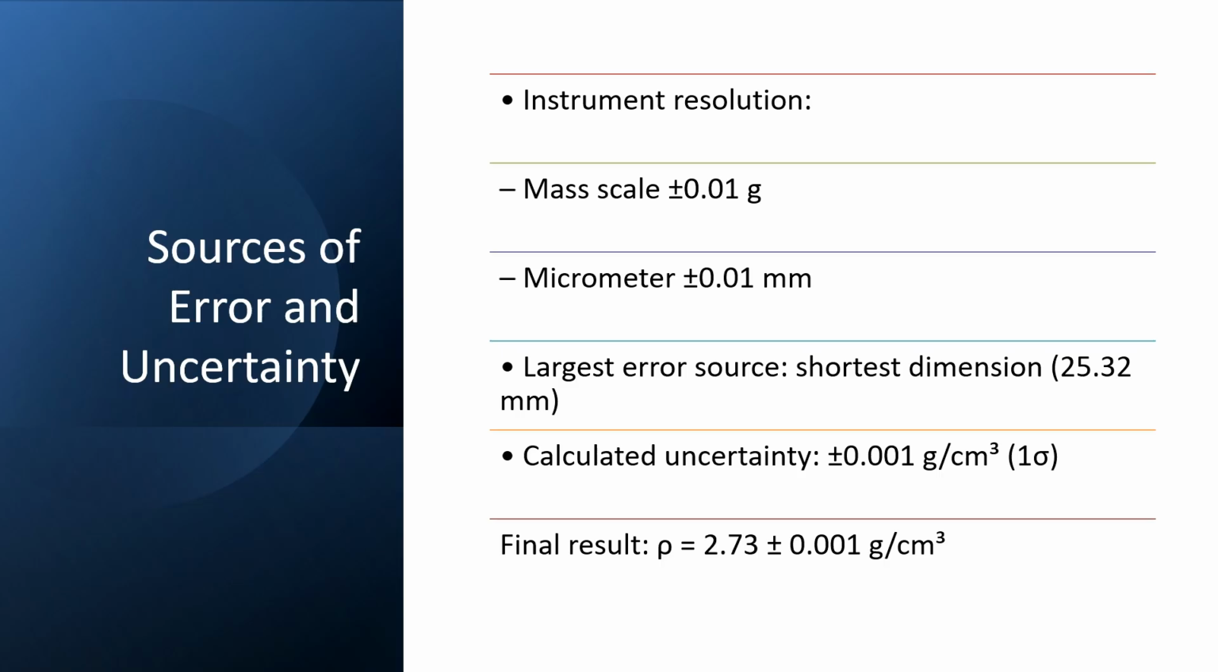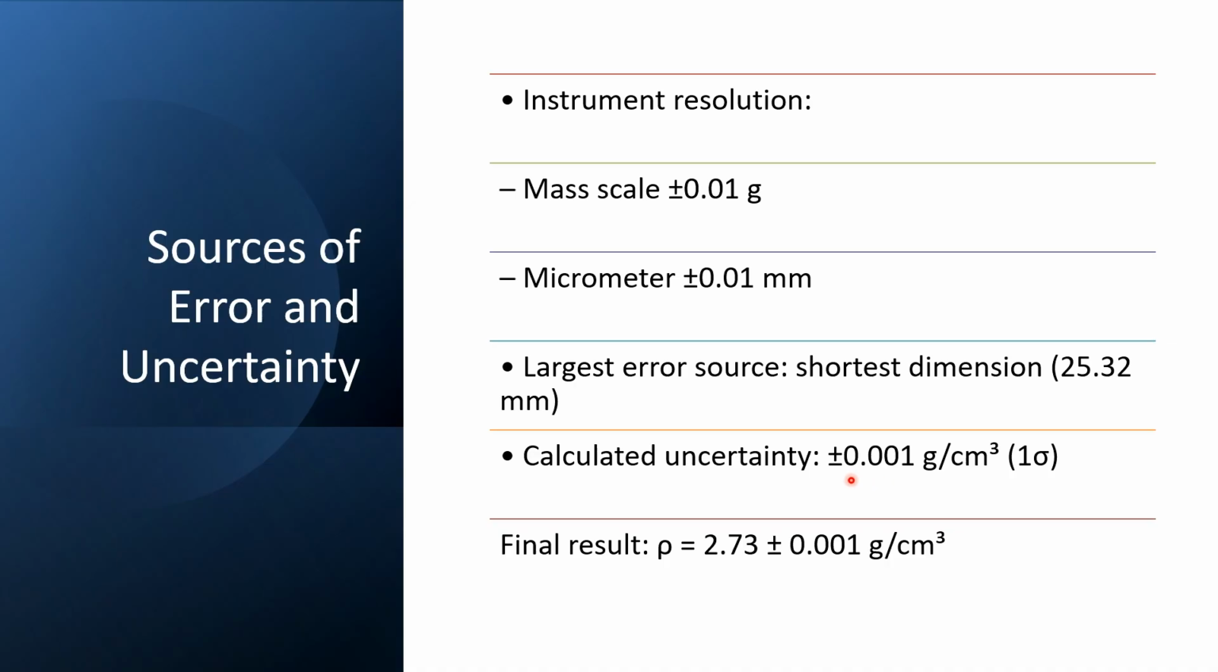But with any type of measurement, there's going to be errors. So let's talk a little bit about the errors. First of all, we have the mass scale. That was good to 0.01 grams, so there's already an inherent error in that. The micrometer was good to 0.01 millimeter. Thinking about all the different measurements, probably our largest source of error was in the single measurement of the shortest dimension of the block, 25.32 millimeters. The reason being the 0.01 is a larger percentage of that, so it is our largest source of error. But overall, we saw it compared fairly well to the published values.